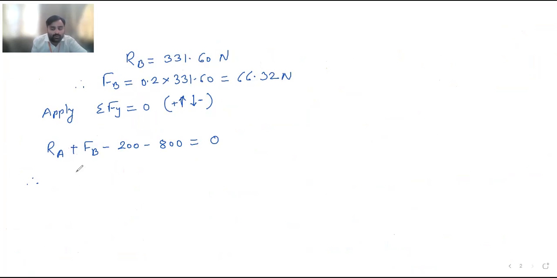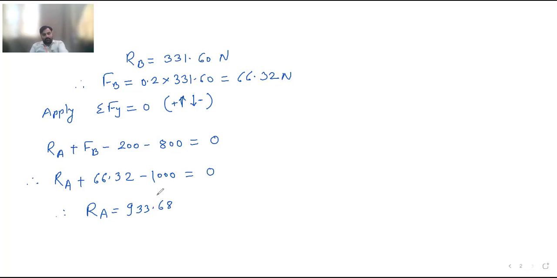Therefore RA plus, what is the value of FB? 66.32, minus 1000 is equal to 0. Therefore RA is equal to, calculate now. 933.68. So this is the value of RA.